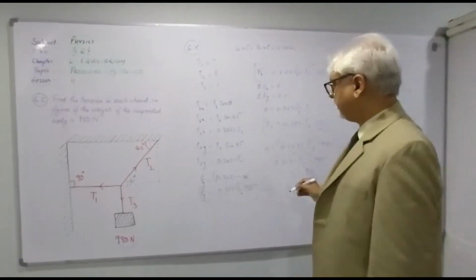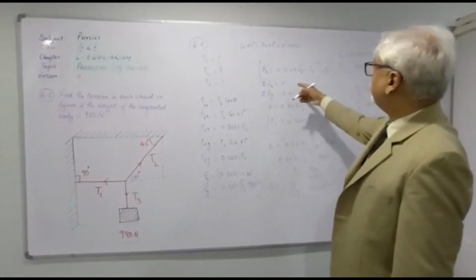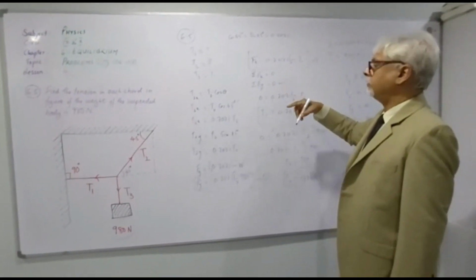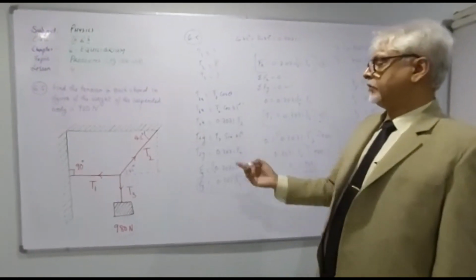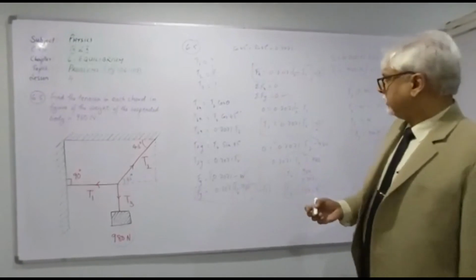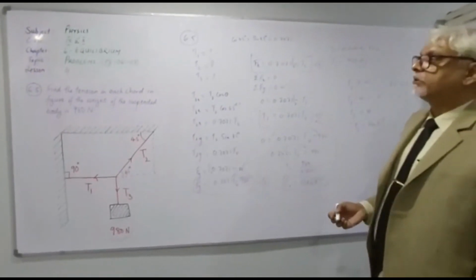So the forces acting along the x-axis should add up to 0, and along the y-axis equal to 0, in order to keep the body in equilibrium. As you can see over here, this is an equilibrium state. I hope it is clear to you all, and we'll be moving on to the next question, 6.6.